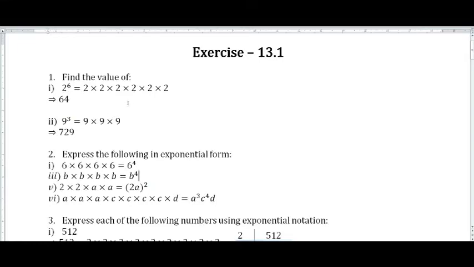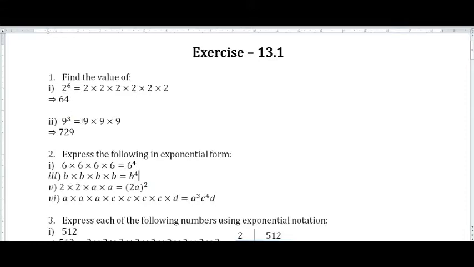Firstly, we are going to see question number 1. Find the value of sum number 1, 2 to the power 6. In this, some people think that 2 to the power 6 is 12. No, they just multiply 2 and 6. That is not the way. So we are going to multiply 2 six times. So that means 2 into 2 into 2 into 2 into 2 into 2. That means 2 2s are 4, 4 2s are 8, 8 2s are 16, 16 2s are 32, 32 2s are 64, like that.